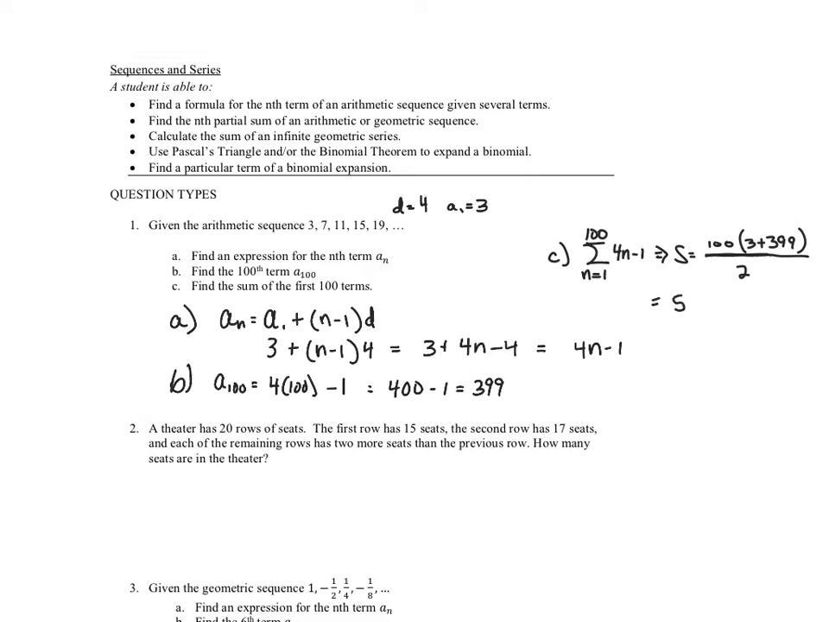So this is 50 multiplied by 402, which is 20,100.